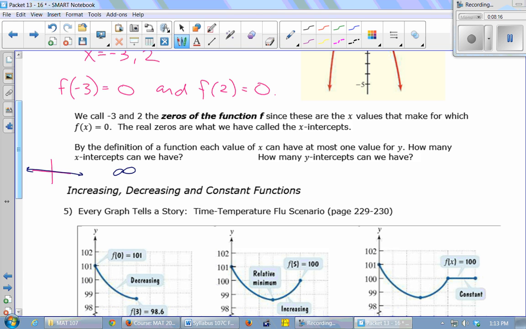But how many y-intercepts can you have? 1. Because if you're going to pass the vertical line test, the y-axis counts as one of those vertical lines. You can only have one y-intercept, or the vertical line test will fail. Right? So if I have a graph and there's 2 y-intercepts, the vertical line test says it's not a function.